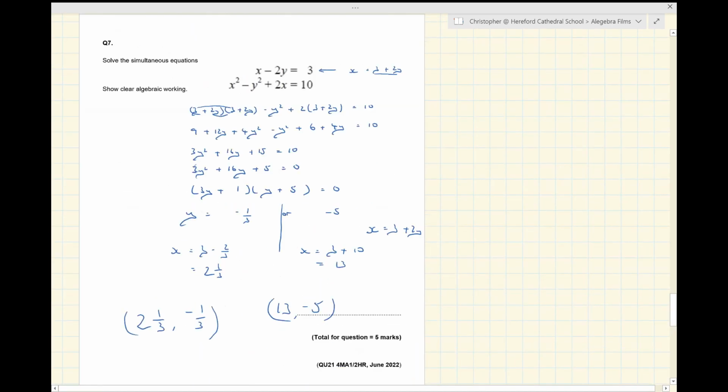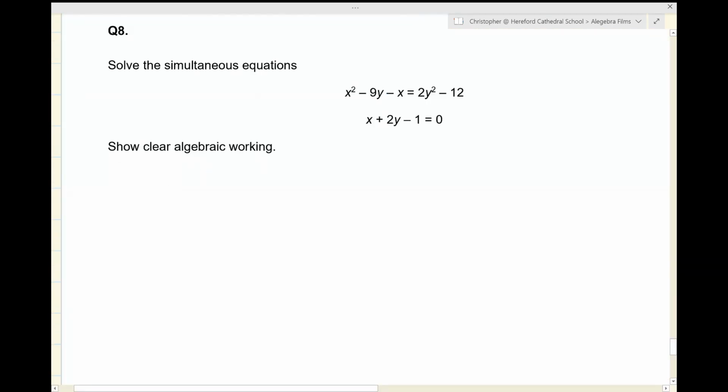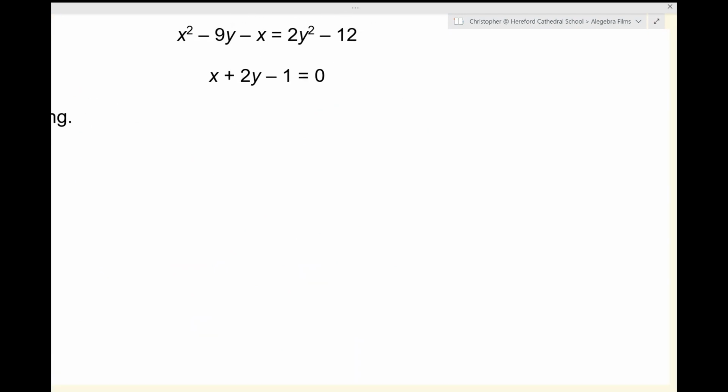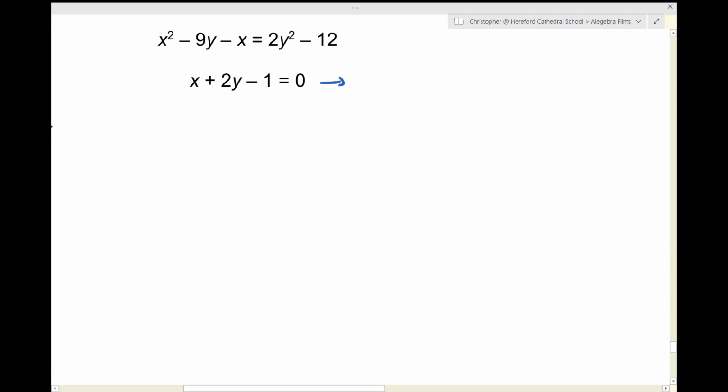That's question 7 done. Question 8. Right, I'm going to use this second equation here to give me an expression for x, because I can see from there that x would be 1 minus 2y. And I'm going to substitute this expression for x into my top equation here. So instead of x squared, I can have 1 minus 2y multiplied by 1 minus 2y.